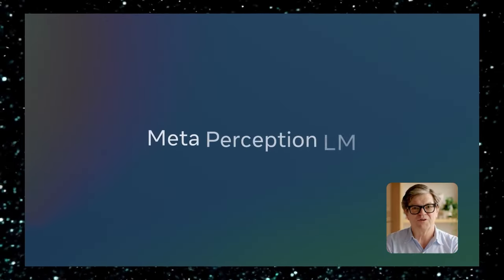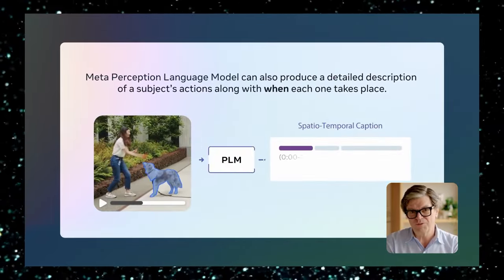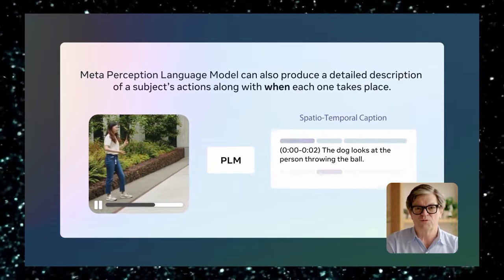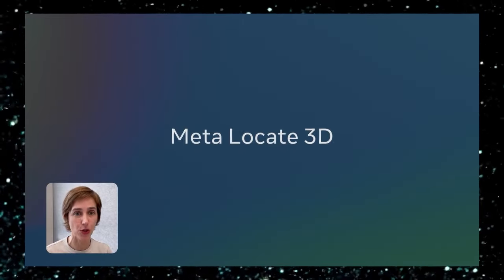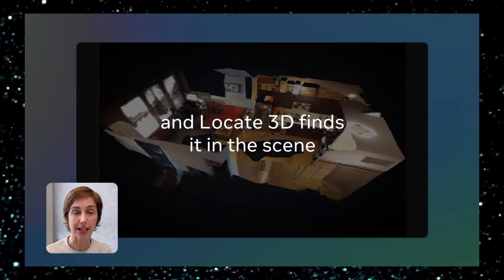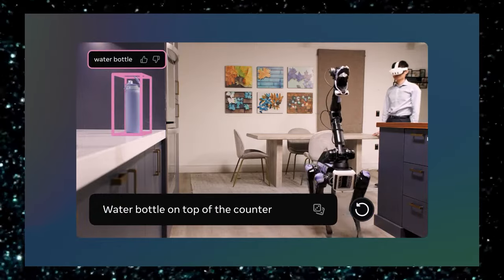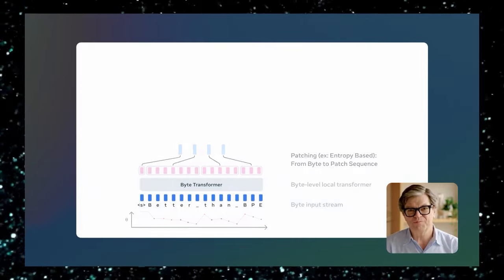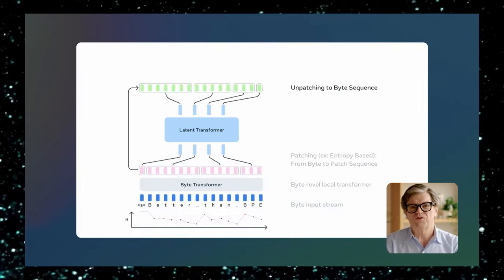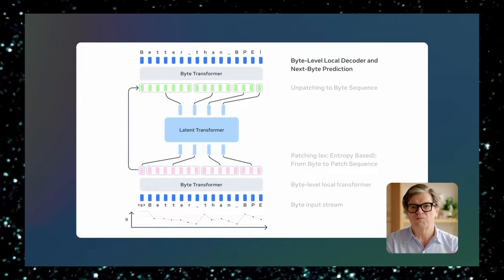Second, Perception Language Model. Built on the largest human-annotated video language dataset to date, it significantly improves video understanding and spatial-temporal reasoning, which is critical for systems that need to interpret dynamic visual information. We also have the Meta Locate 3D that enables precise object localization in 3D spaces. That one has a lot of good use cases for robotics as well as AR systems. We're releasing the Meta Dynamic Byte Latent Transformer, which is a more efficient and robust alternative to traditional tokenization methods for language models. It enhances performance across multiple tasks.